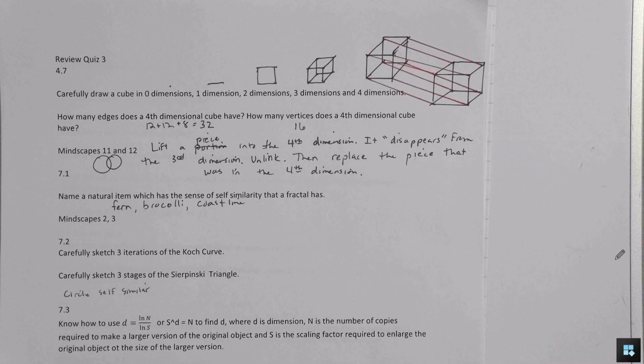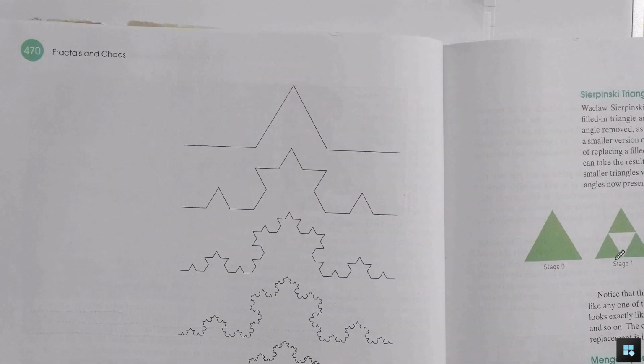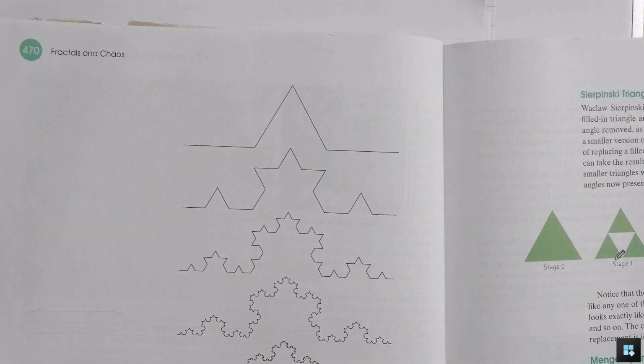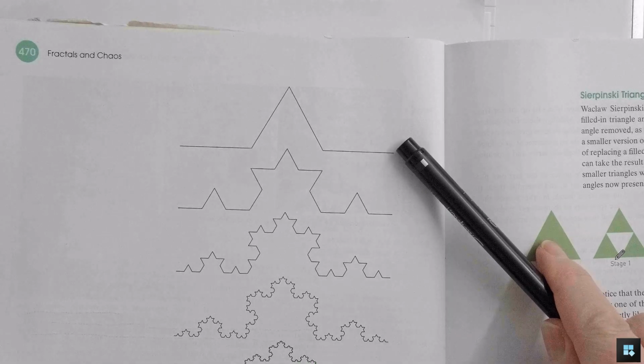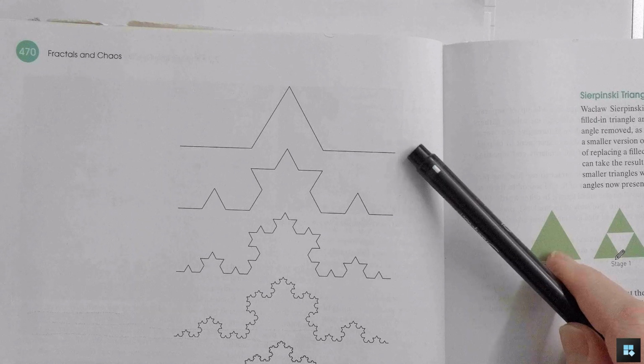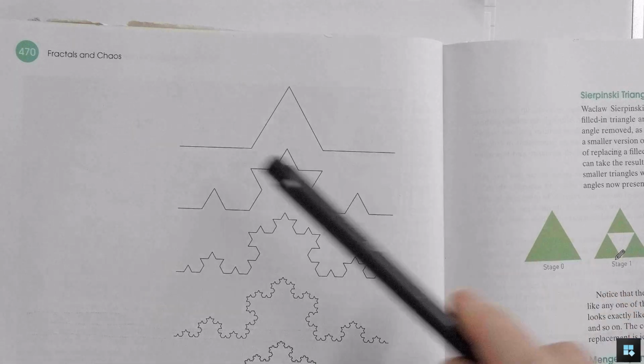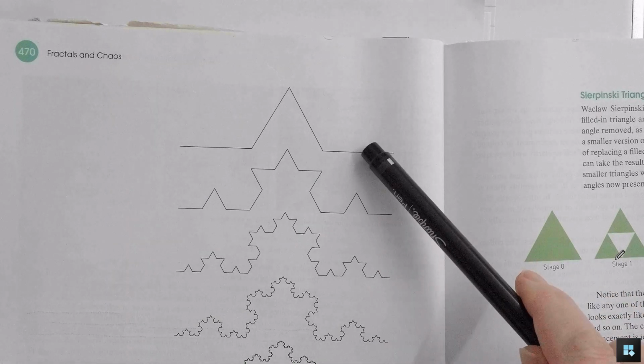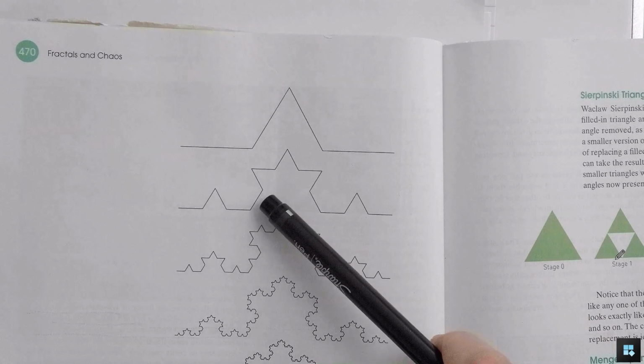In 7.2, you need to sketch 3 iterations of the Koch curve, and I have that page here, so instead of asking you to show your drawing, I'll just go ahead and put this up. So you have the first stage, then you shrink that down and put it on all 4 line segments to draw the second stage.